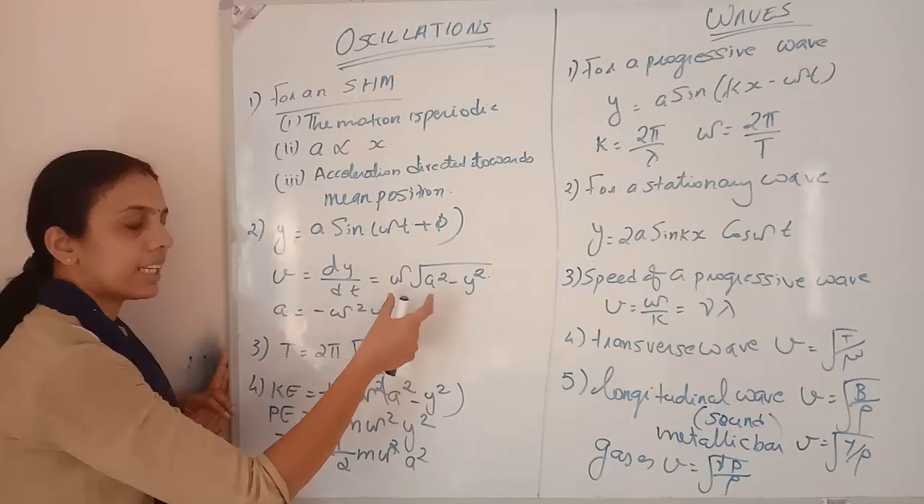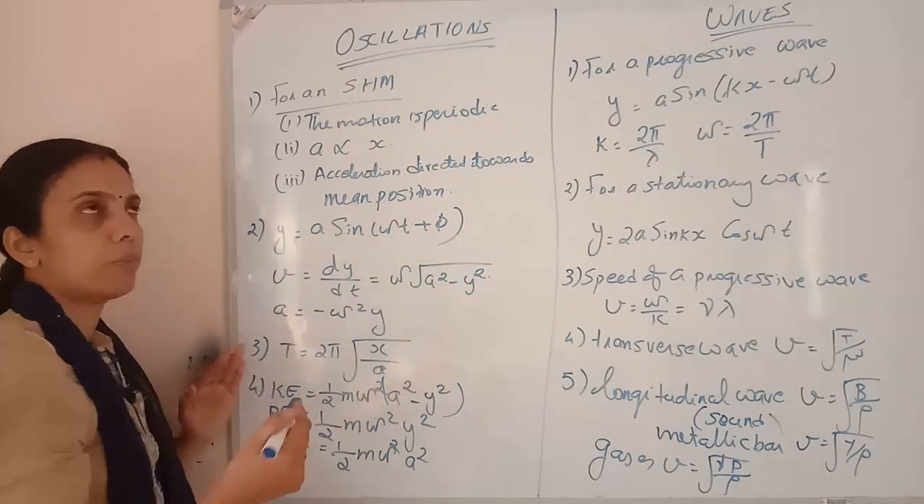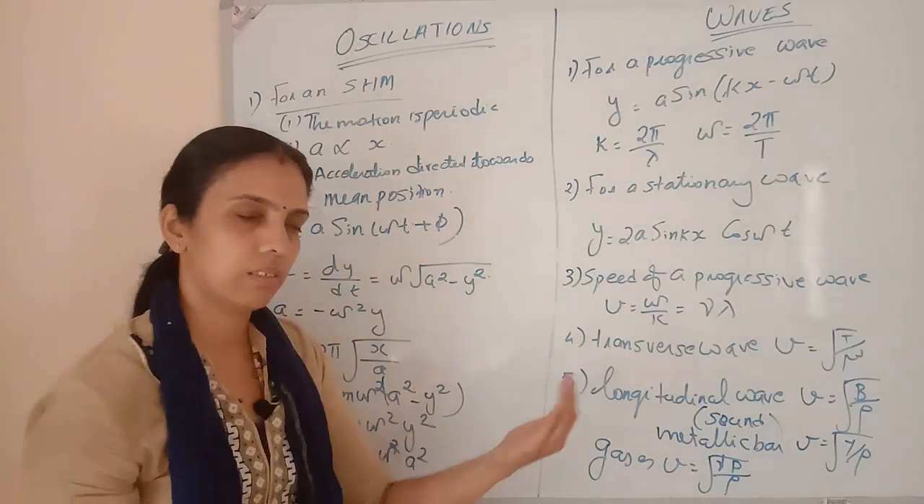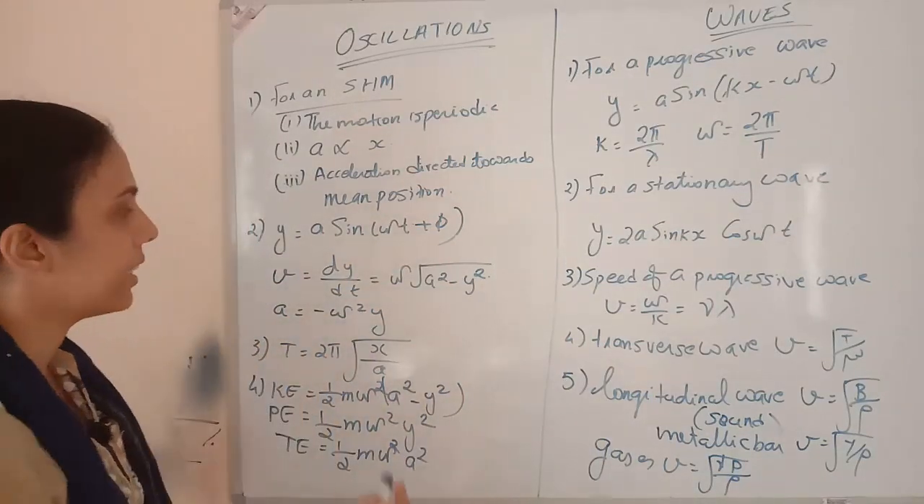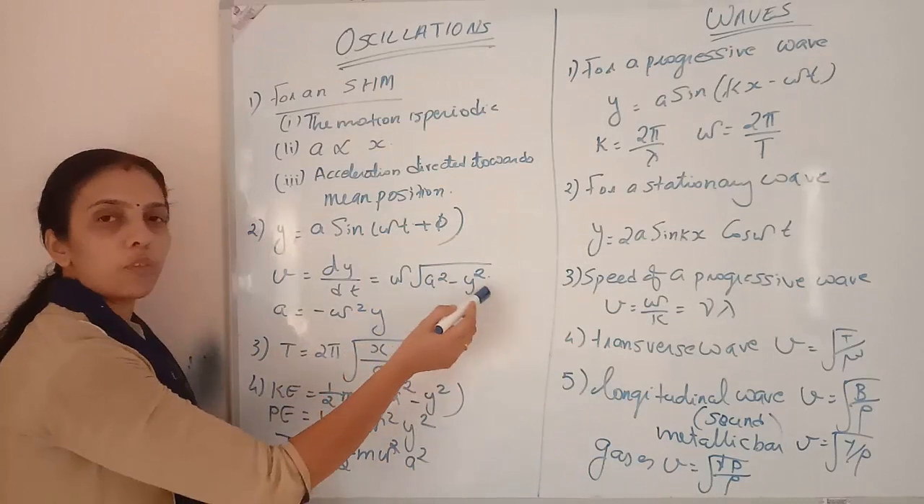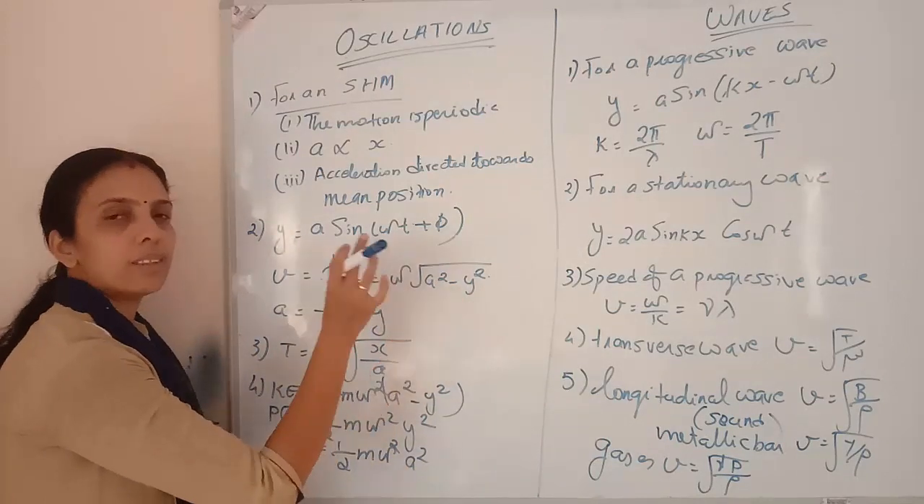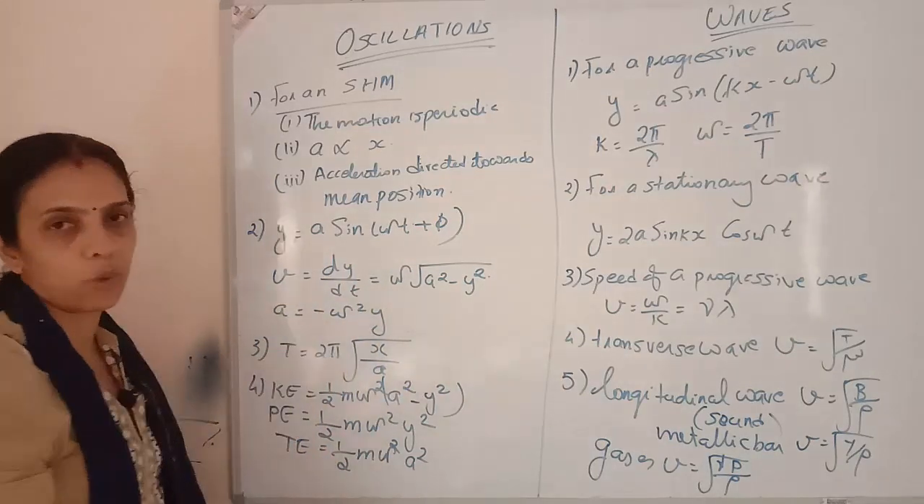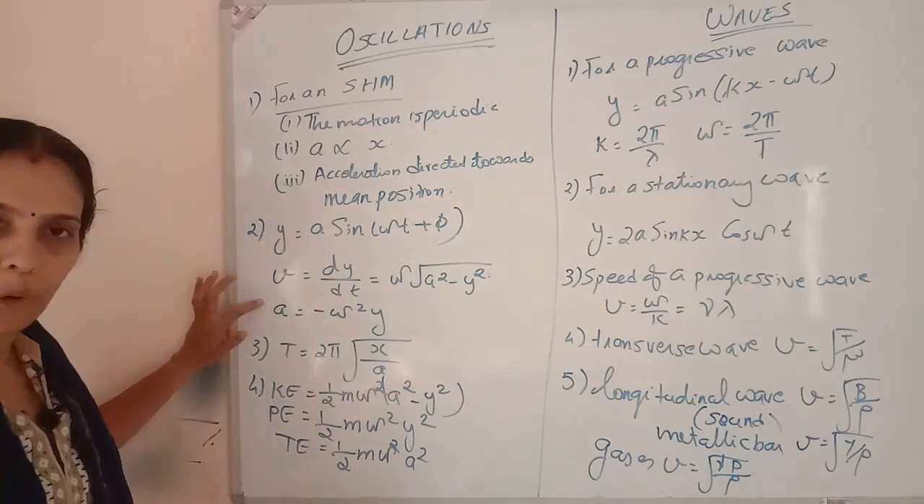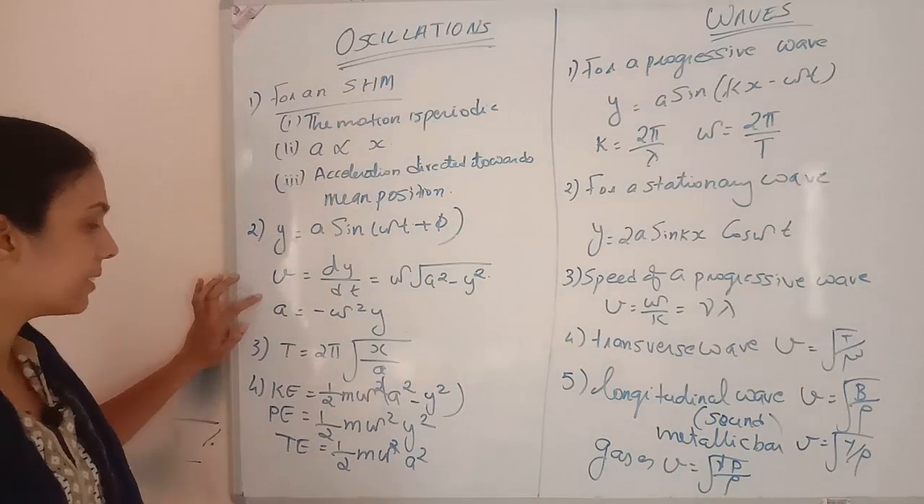While rearranging, we apply cos theta equals root of 1 minus sin square theta. Applying that, we get omega into root of a square minus y square. Learn this formula by heart. Next, a equals minus omega square y. That is also important, you can learn that also.